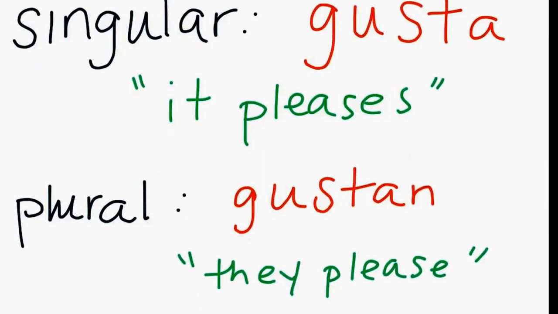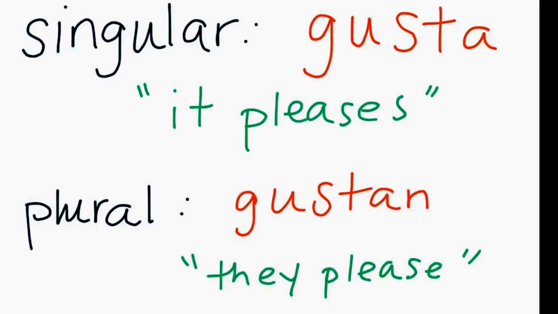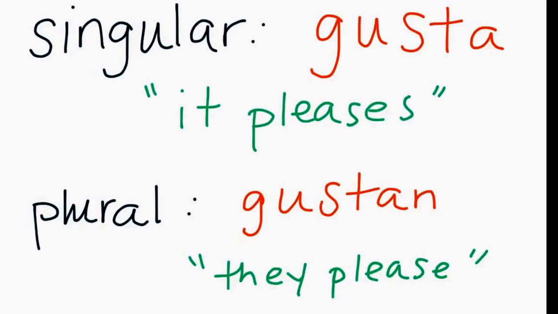Okay? So really, the only two forms of gustar that we're going to use mostly when we're talking about the present tense is the singular and the plural third person. So we're going to say gusta when it's a single thing that is pleasing to us. This literally means it pleases. Okay? And maybe the plural, which is gustan. They please, as in the plural of some object pleases us. Okay?